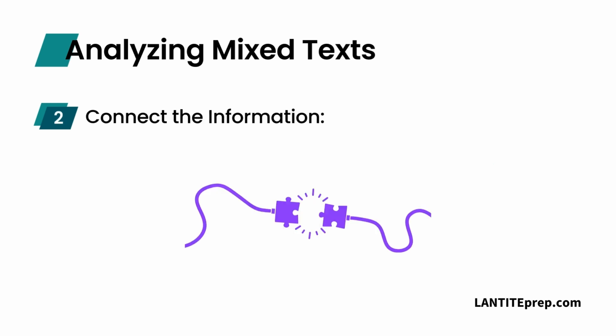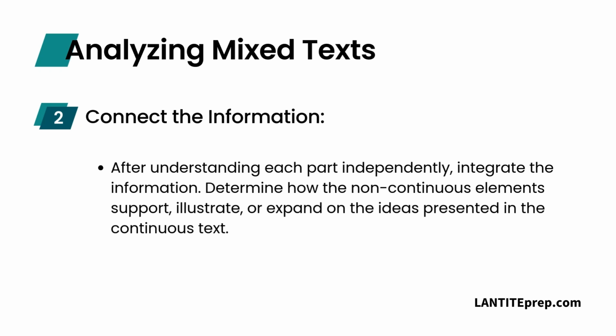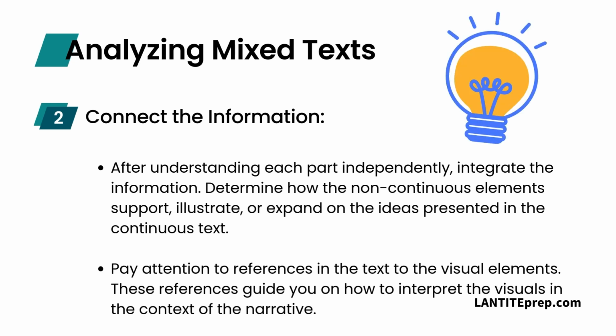Step 2 is to connect the information. This means to integrate the information you gathered in step 1 in order to determine how the non-continuous elements support, illustrate, or expand on the ideas presented in the continuous text. Furthermore, make sure to pay attention to references in the text to the visual elements. For instance, if the caption states, as shown in Table 1, these references guide you on how to interpret the visuals in the context of the narrative.